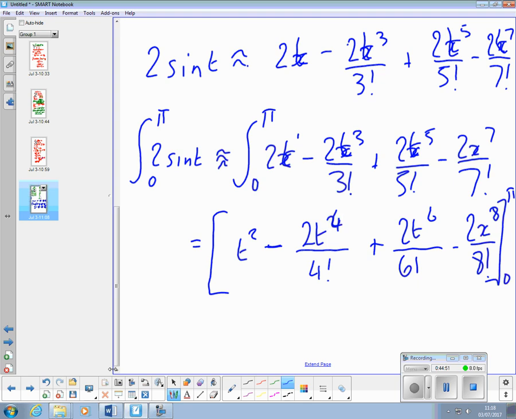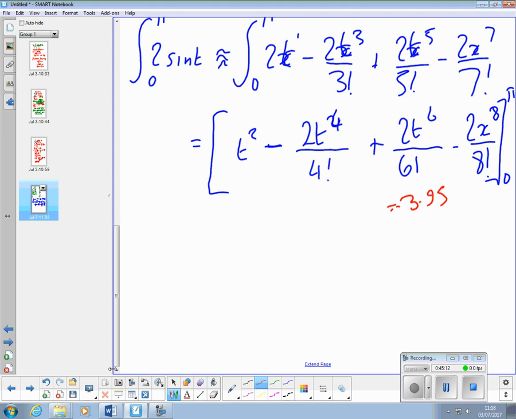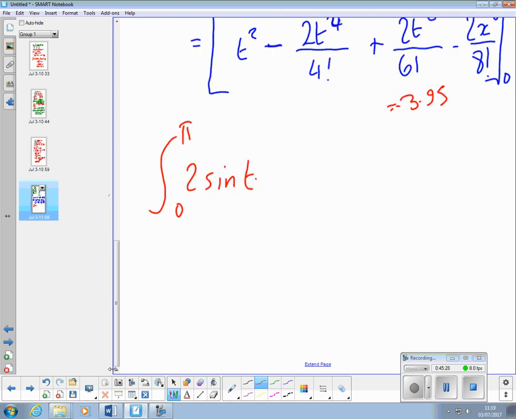No, you'll get an estimated answer from the Maclaurin series in part B, which is 3.95. Yeah, and then in part C, you're being asked to use the normal table to integrate 2 sine t between pi and 0. If we integrate 2 sine t, what do we end up with?